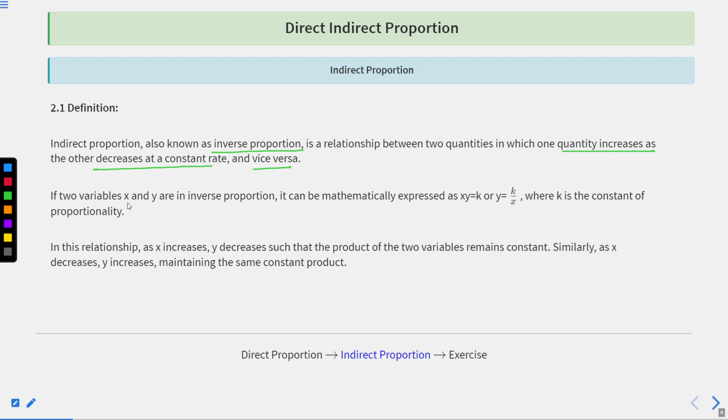If two variables x and y are in inverse proportion, it can be mathematically written as xy equal to k, or y equal to k/x, where k is the constant of proportionality. In this relationship, as x increases, y decreases, such that the product of the two variables remains constant. Similarly, as x decreases, y increases, maintaining the same constant product.